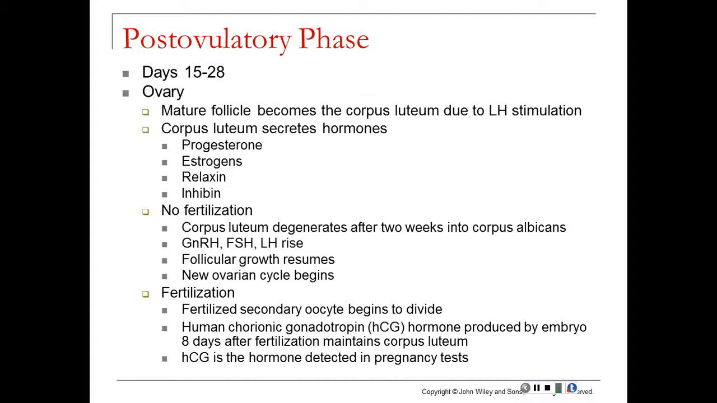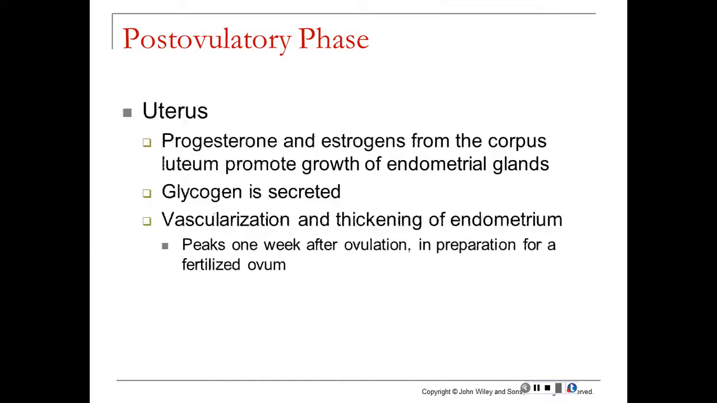If fertilization does occur, that fertilized oocyte begins to divide, mitosis begins to occur, and HCG, human chorionic gonadotropin, is produced about 8 days after fertilization, and that's going to tell the corpus luteum not to degenerate. HCG is the hormone that's detected on your pregnancy tests.